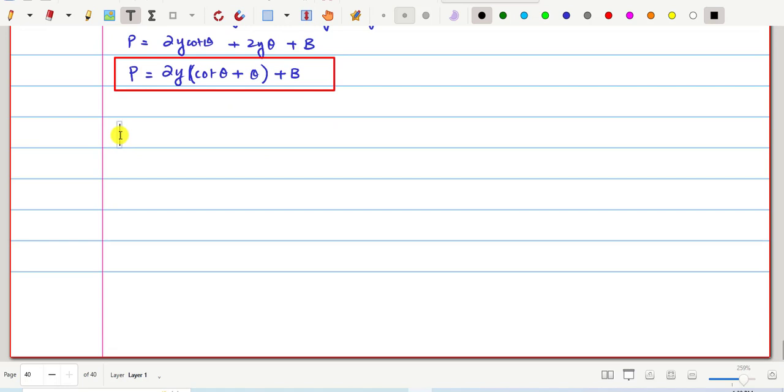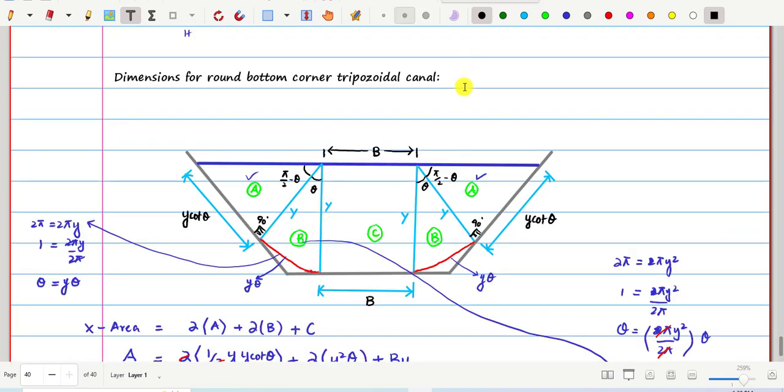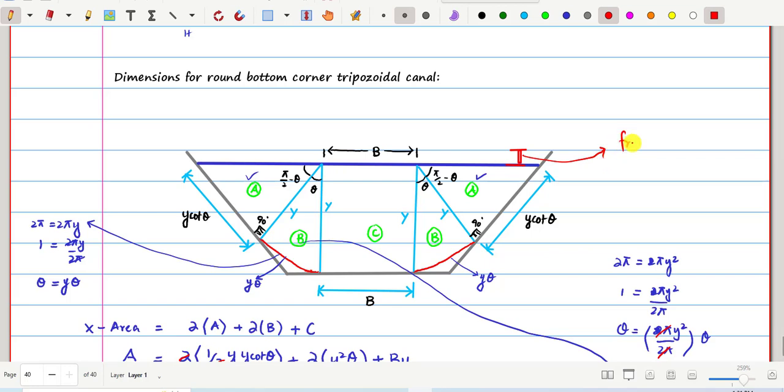So at the end, I need to tell you a few more important points. There is a term known as freeboard. Do you know that? Whether it is a triangular section canal or trapezoidal, we need to consider the freeboard. It is the distance from the full supply level to the top of the canal. From here to here, this distance is known as freeboard.